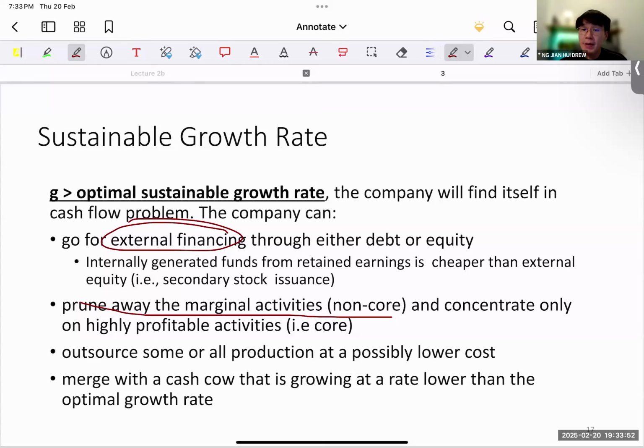Maybe what you want to do is some outsourcing of your production to lower costs, or you merge some cash cow businesses to lower the growth rate, right? Your cash cows are generally very high growth, so you merge it to reduce your growth rate toward the optimal.